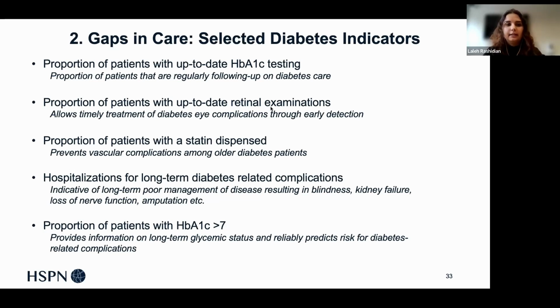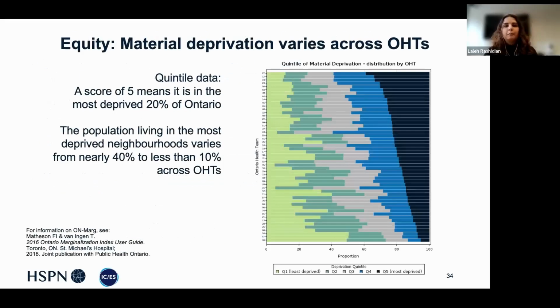And the last 2 of these indicators, we have hospitalization for long-term diabetes-related complications and proportion of patients with HbA1c levels greater than 7, meaning that their HbA1c is not under control. These 2 are outcome indicators, and they show us how patients are doing overall. So we will be looking at all of these indicators using an equity lens.